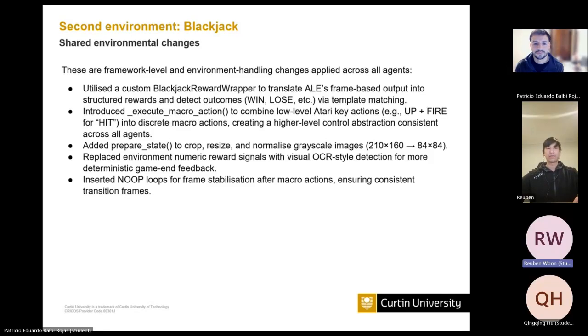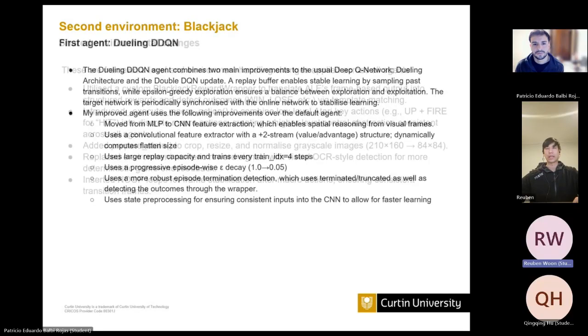We've added a prepare state function to crop, resize, and normalize grayscale images from 210 by 160 pixels to 84 by 84 pixels. We've replaced the environment numeric reward signals with visual OCR style detection for more deterministic game end feedback. We've also inserted no-op loops for frame stabilization after macro actions, ensuring consistent frame transitions and gameplay.